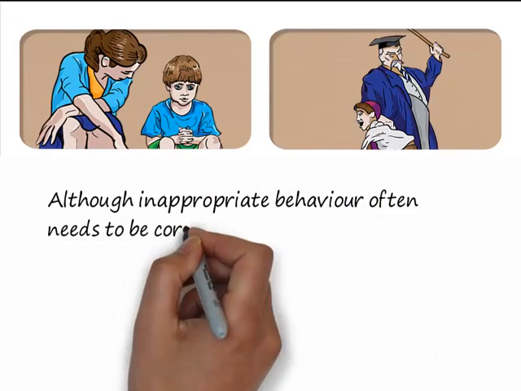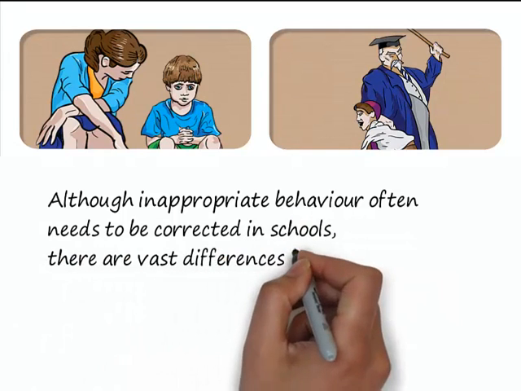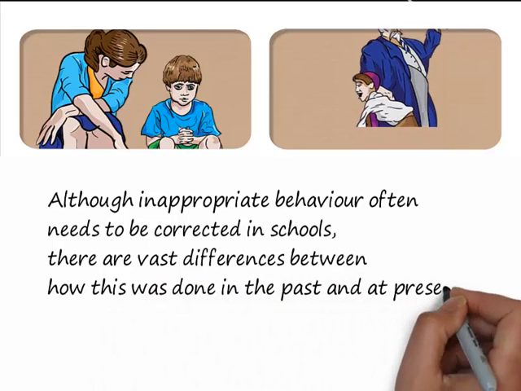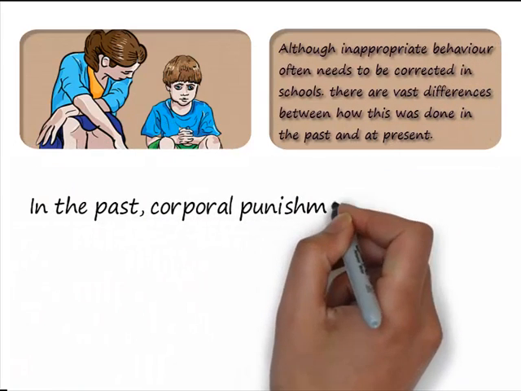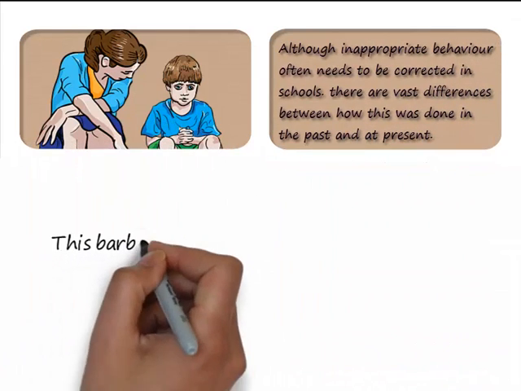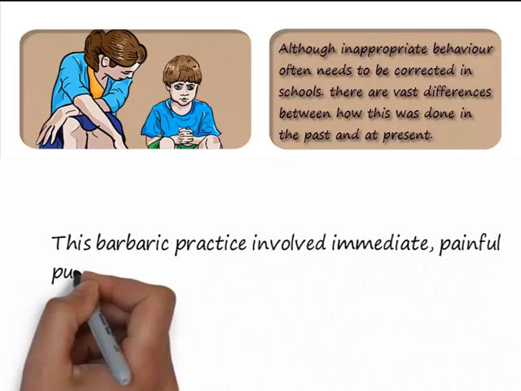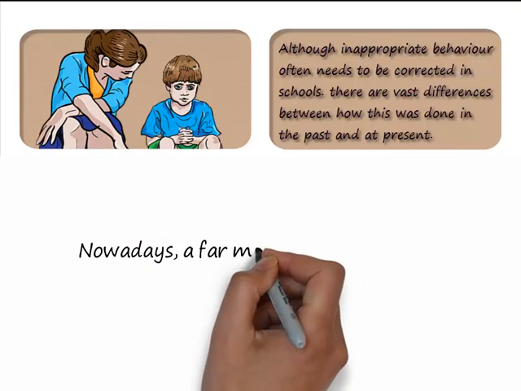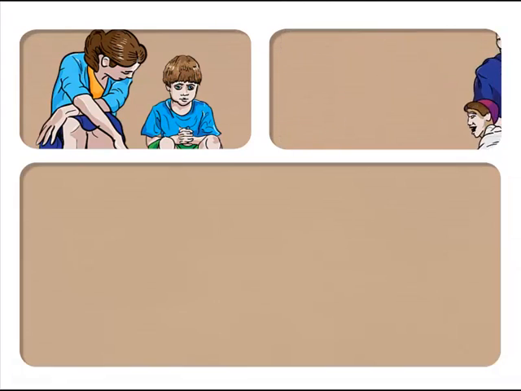Although inappropriate behavior often needs to be corrected in schools, there are vast differences between how this was done in the past and at present. In the past, corporal punishment was common. This barbaric practice involved immediate, painful punishment by striking misbehaving students. Nowadays, a far more understanding and reflective approach is the norm.